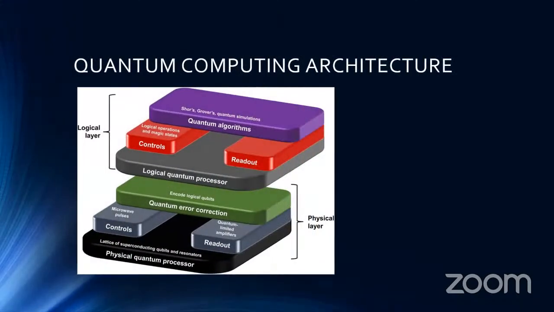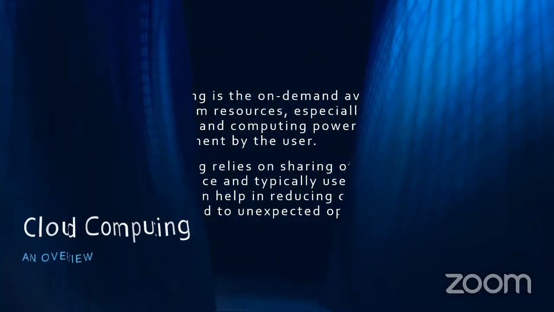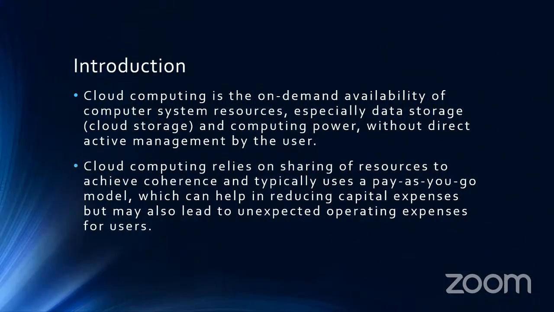So this is how a quantum computing architecture looks. We have two layers, a physical layer and a logical layer. The physical layer comprises the hardware layer, and the logical layer has all the algorithms and the quantum processors. If you look at cloud computing, most of today's industry, be it quantum computing, AI, ML, or the financial sector, primarily runs on cloud computing servers.